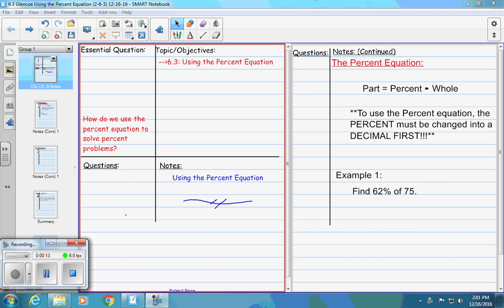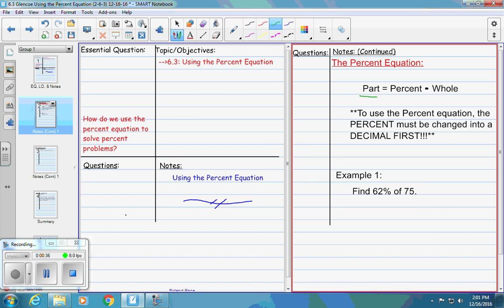Okay, welcome back. So today we're learning another method for solving the same exact percent problems. So again, you could use the percent proportion, you could do this mentally, or you can now learn about the percent equation. So our essential question here is, how do we use the percent equation to solve percent problems? And as you can see, the percent equation is the part equals the percent times the whole.